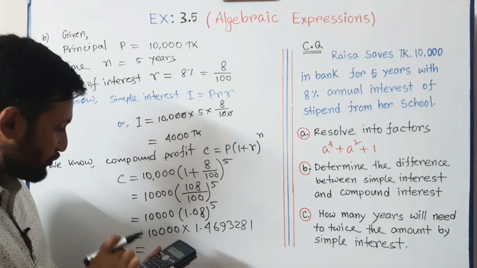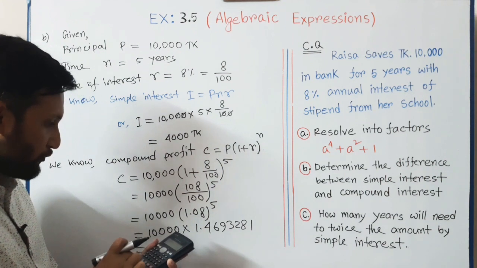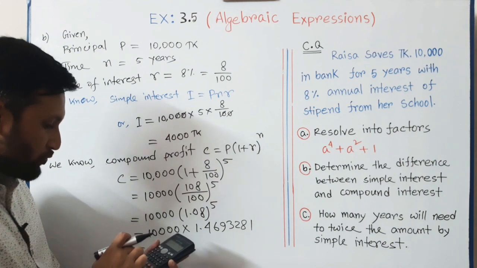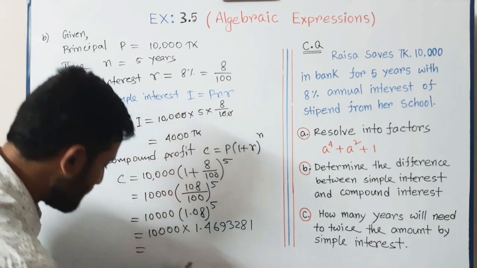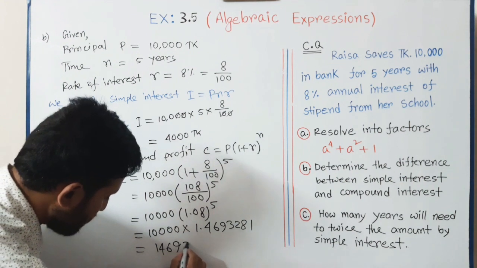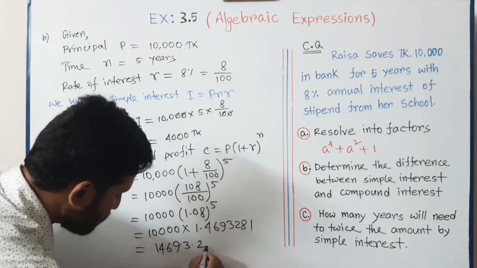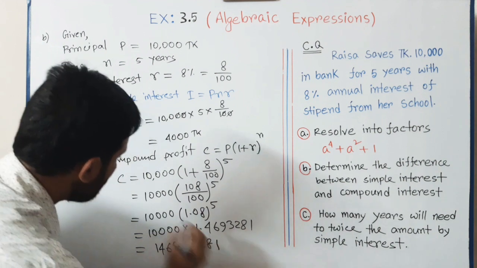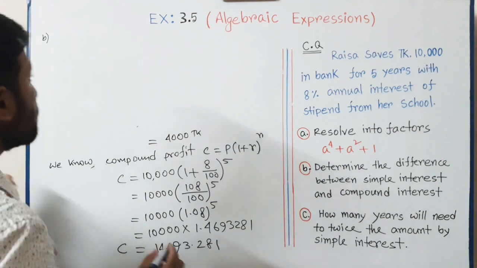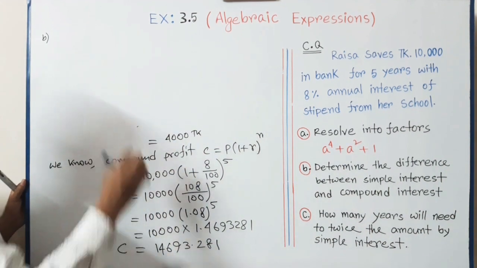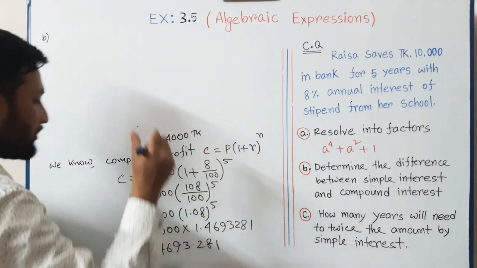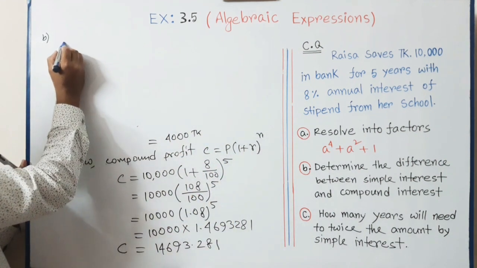and then by multiplication into 10,000, 10,000 into 1.4693281, that is 14693.281, that is compound profit. Now compound interest is compound profit minus principal. So we have to identify compound interest.